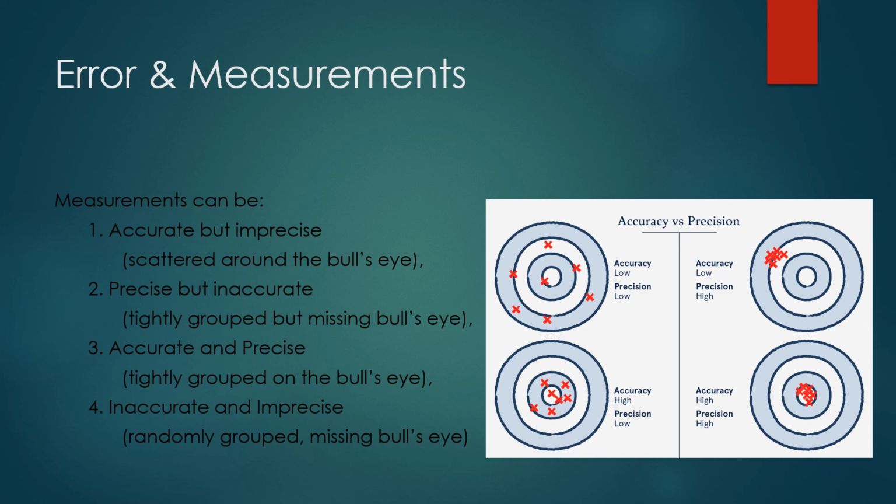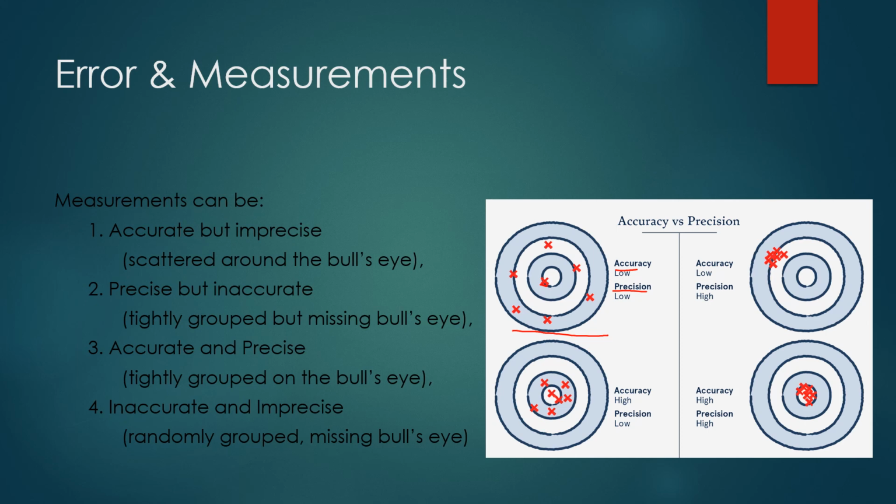So this first one, notice we have the X's all over the place. Okay, well, it's not accurate because it's nowhere near the bullseye except for this one here. And it's not precise, so very low precision, because remember, precision is getting a grouping, so hitting the same spot every time, even if the spot isn't accurate.